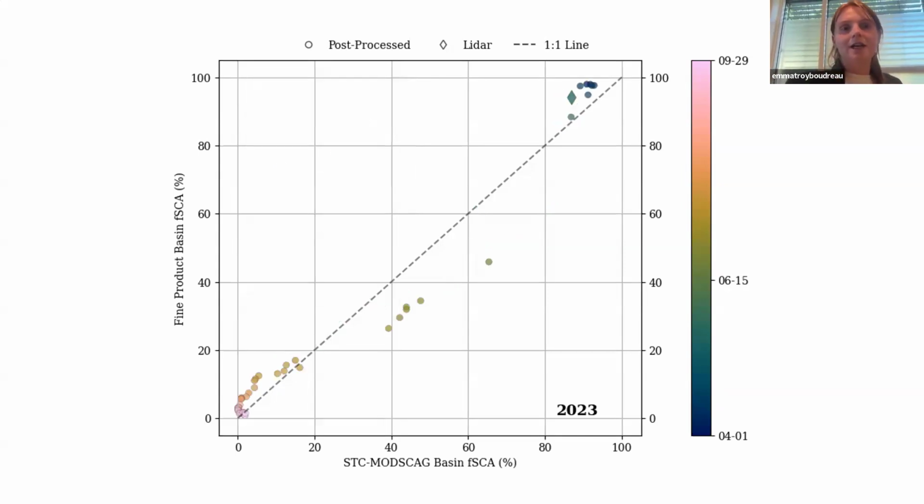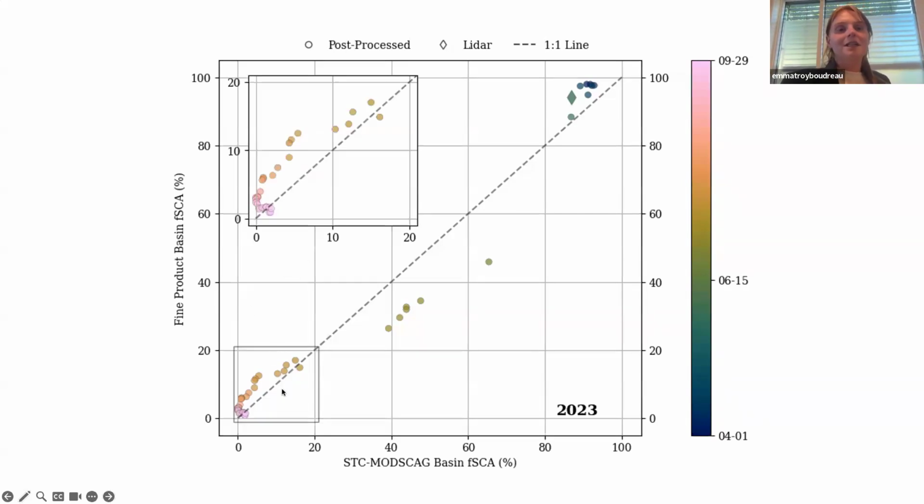And so then we decided, let's look at 2023 again. We're missing a few data points in the middle of the season due to filtering out really highly saturated or degraded images. But again, there is a pretty good trend on the one-to-one line, but you can see here at the very low snow conditions, Planet is identifying about 5% more snow cover than MODSCAG is.